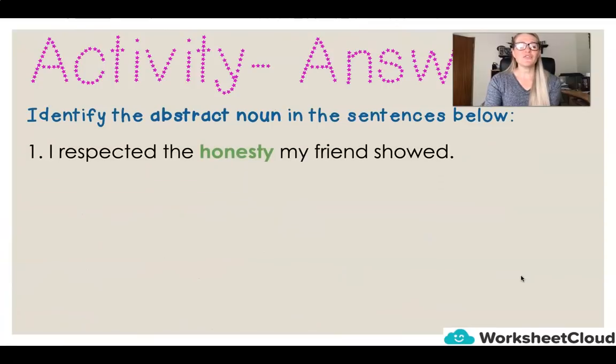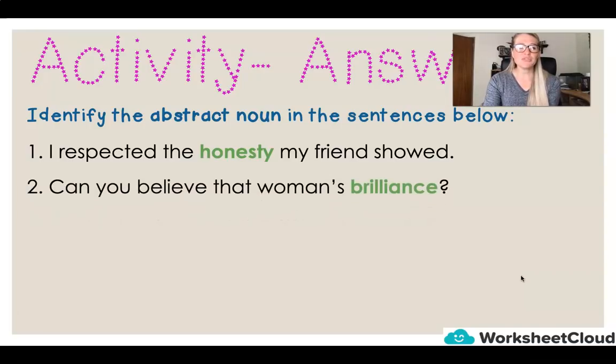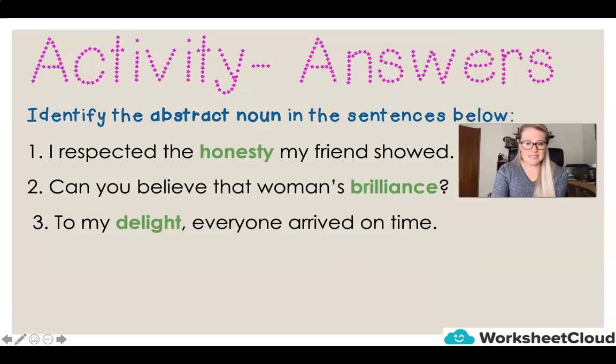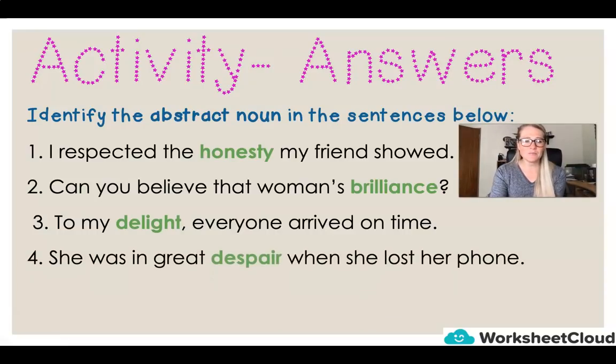Okay, so for the first one, I respected the honesty my friend showed. The word honesty is an abstract noun. Number 2, can you believe that woman's brilliance? The word brilliance is an abstract noun. Number 3, to my delight, everyone arrived on time. The word delight is an abstract noun. And number 4, she was in great despair when she lost her phone. Right, so the word despair is the abstract noun over there.